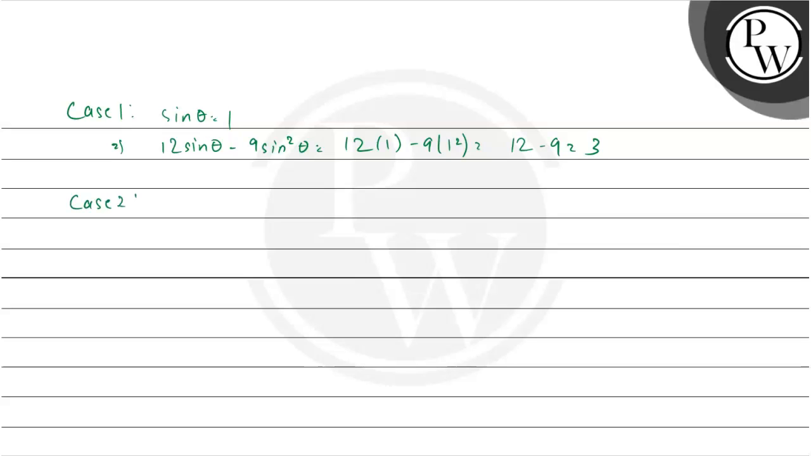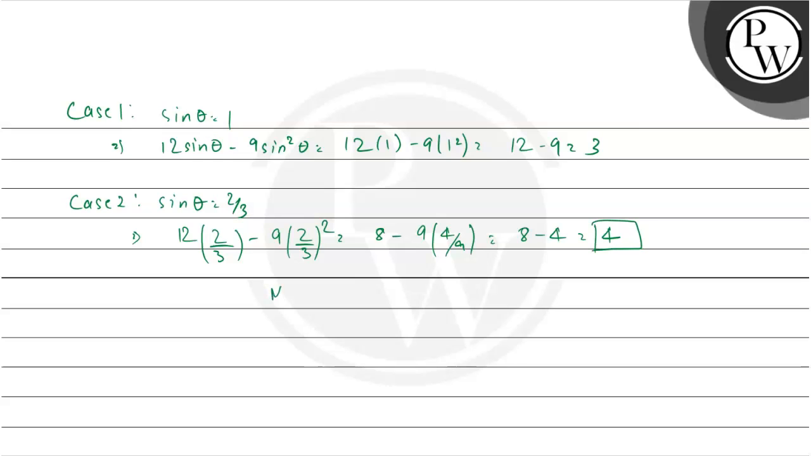Case 2 would be sin theta is equal to 2 upon 3, and hence our value in that case would be 12 times 2 upon 3 minus 9 times 2 upon 3 whole square, which is 12 times 2 upon 3 is 8, minus 9 times 4 upon 9, which is basically 4. Hence, we'll have our value to be 4. Hence, in case 2, we have a higher value, which is 4. Hence, our maximum value of the expression 12 sin theta minus 9 sin square theta would be 4.